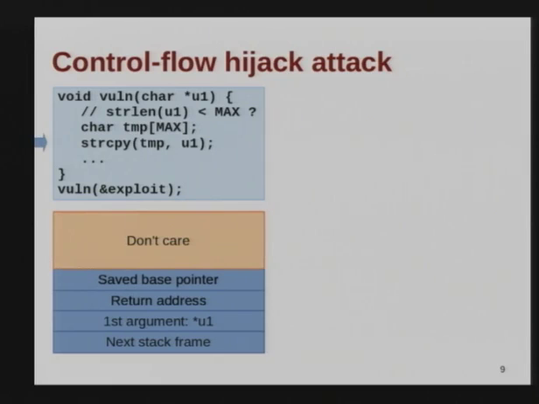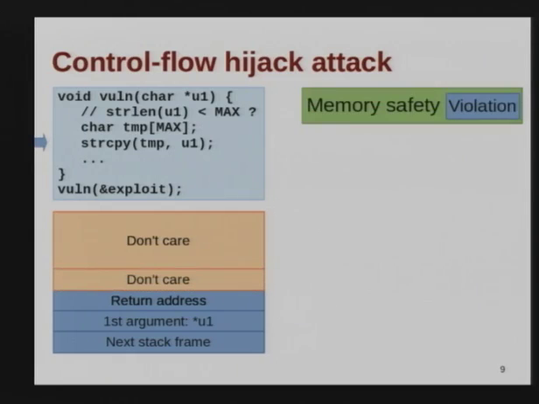So the attacker overwrites the first part of the array and doesn't care what's written in this part of the array. But then the attacker continues and overwrites the saved base pointer with some arbitrary value. And this is where the first attack happens. That's where the memory safety violation occurs. And a policy that enforces memory safety would stop the attack at this place because it detects a pointer that was supposed to write into the char array is now writing out of bounds.